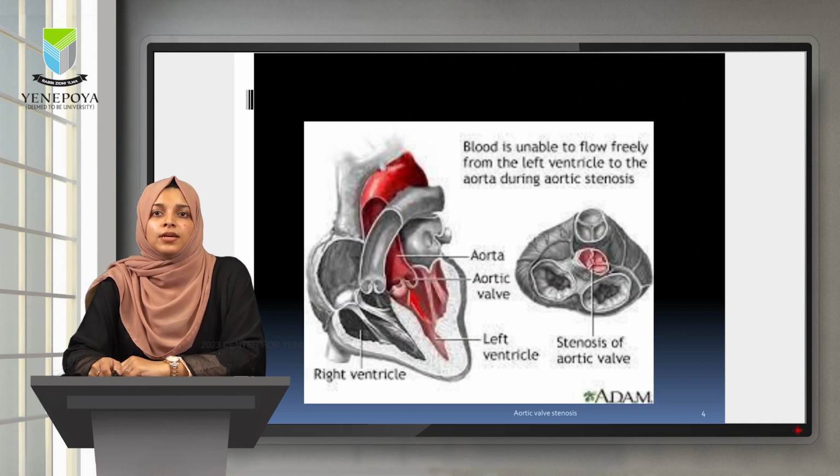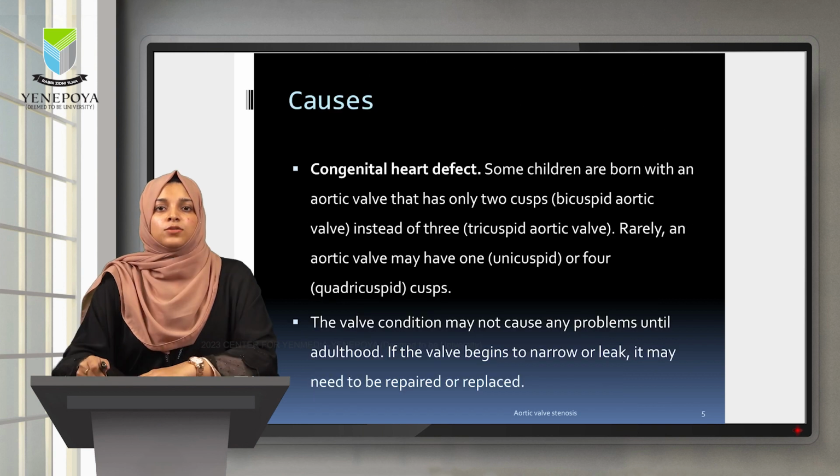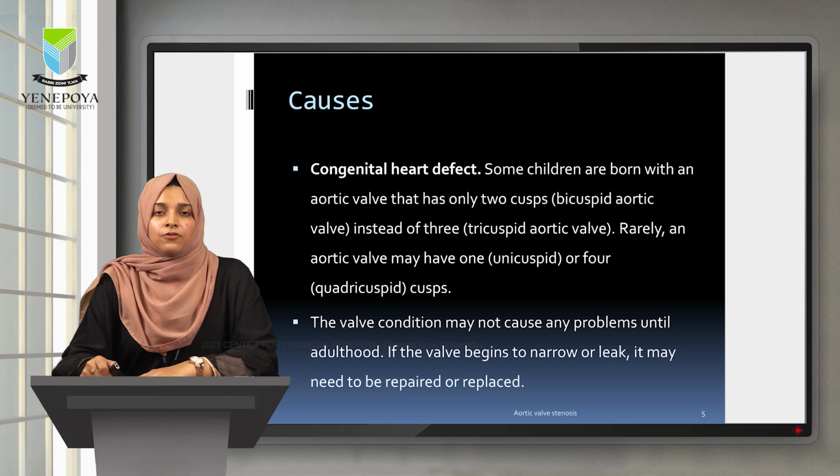As shown here, it is the aortic valve which comes between the left ventricle and the aorta. You can see the part which is marked red is where the valve is narrowed. So that is the stenosis of the aortic valve. So I will begin with the causes of aortic valve stenosis. First one is congenital heart defect.